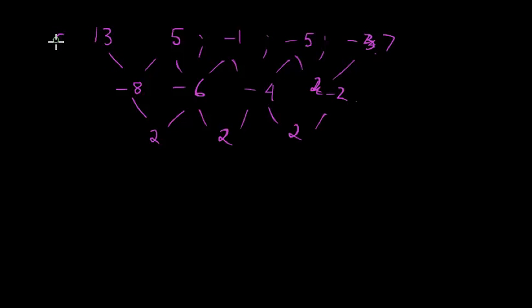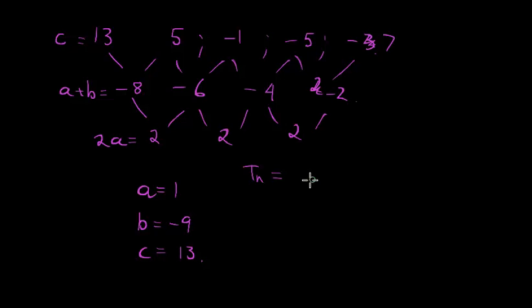And then you can use that easy formula. C is equal to 13. A plus B is equal to negative 8. And 2A is equal to 2. So A is equal to 1. B is equal to minus 9. C is equal to 13. So Tn is equal to n squared minus 9n plus 13. It's very short. We are lazy to write this thing, so we are lazy to think.